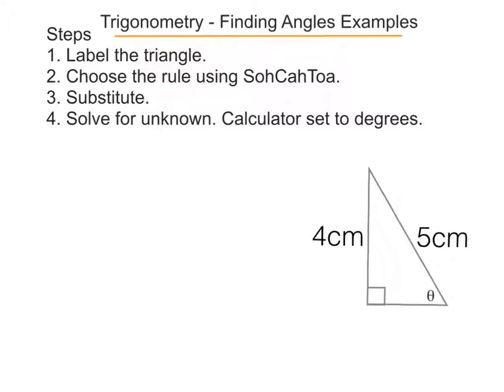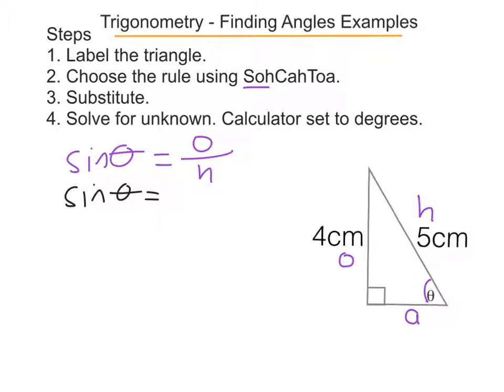Here is another example. So first of all, label the triangle. The angle is down here, so this is the adjacent, that's the hypotenuse, and that's the opposite. So the two we have is O and H, so I'm going to be using sine this time, SOH. So writing down the equation, sine theta equals opposite over hypotenuse. Substitute values in, sine theta equals, the opposite is 4, the hypotenuse is 5, that calculates to 0.8. So sine theta is 0.8.